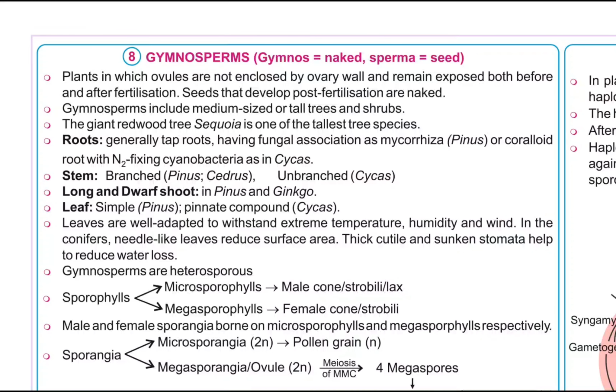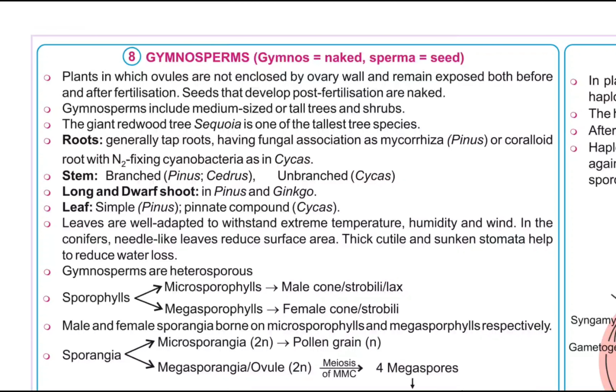Roots are generally tap roots, having fungal association as mycorrhiza in Pinus, or coralloid roots with nitrogen-fixing cyanobacteria as in Cycas. Stem is branched in Pinus and Cedrus, unbranched as in Cycas. Long and dwarf shoots occur in Pinus and Ginkgo. Leaves are simple in Pinus and pinnate compound as in Cycas.